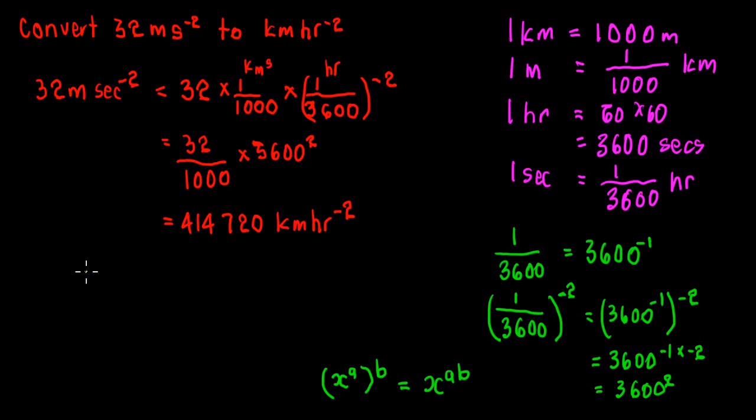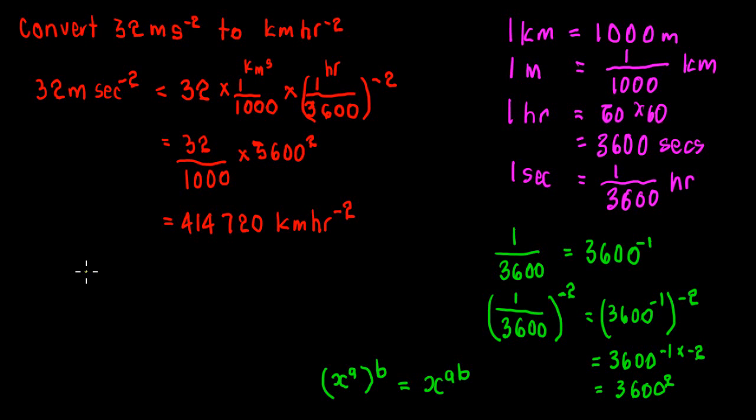Alright. Now, over to the side here. A kilometer is 1,000 meters. So 1 meter is 1,000th, or 1 over 1,000 kilometers. An hour is 60 by 60, which is 3,600 seconds. So 1 second is 1 over 3,600 hours. Now, that's the purple sidebar, or the magenta sidebar.